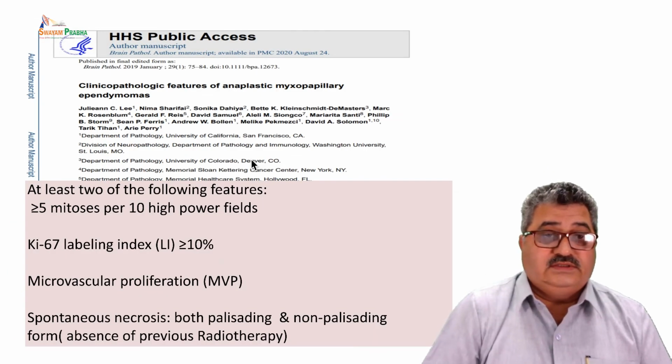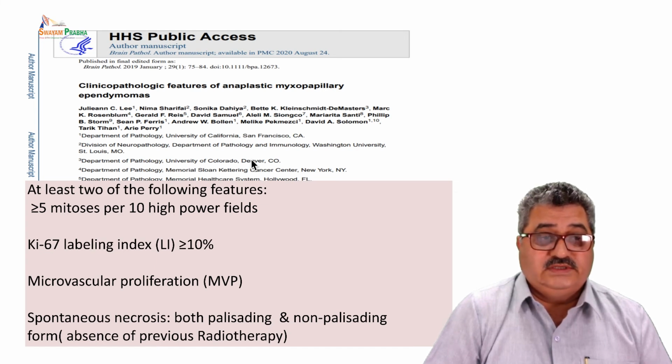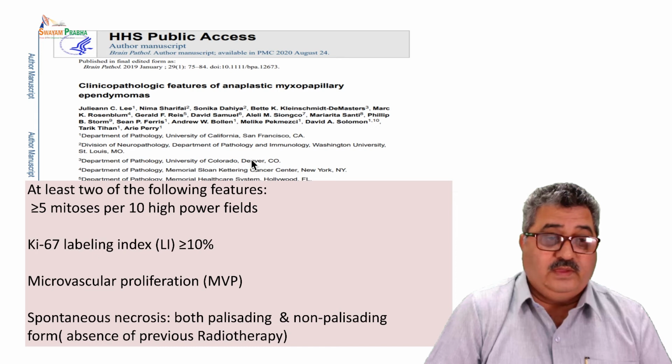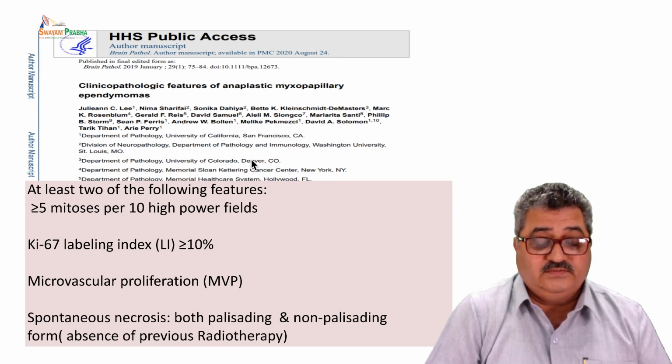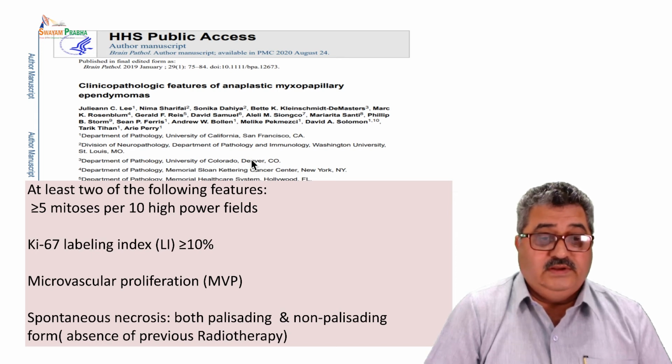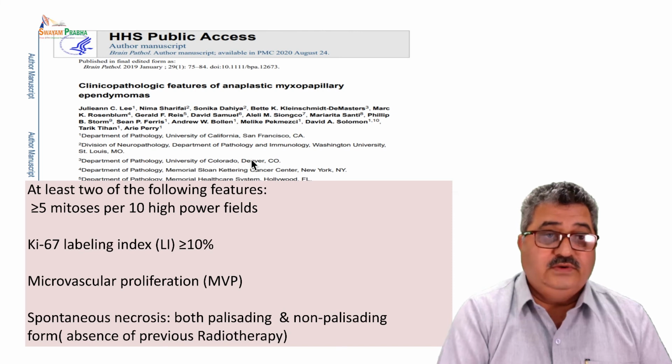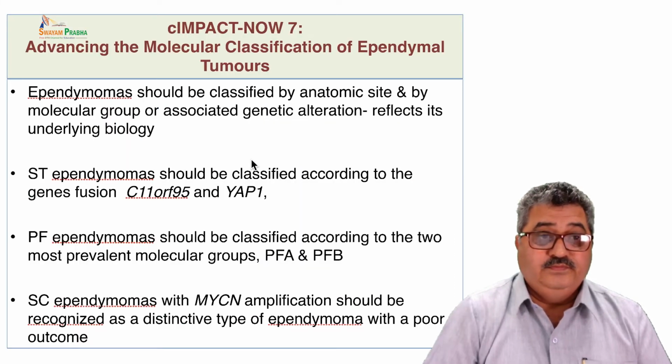Some studies, such as by Ari Perry, have suggested that the anaplastic myxopapillary ependymoma shows two of the following features: mitosis of 5 or more per 10 high-power fields, MIB labeling index more than 10%, microvascular proliferation, and spontaneous necrosis. So if any two of these features are present, this is likely to be called anaplastic myxopapillary ependymoma.